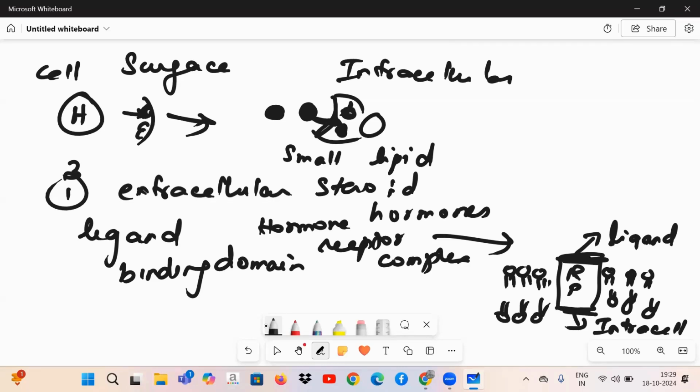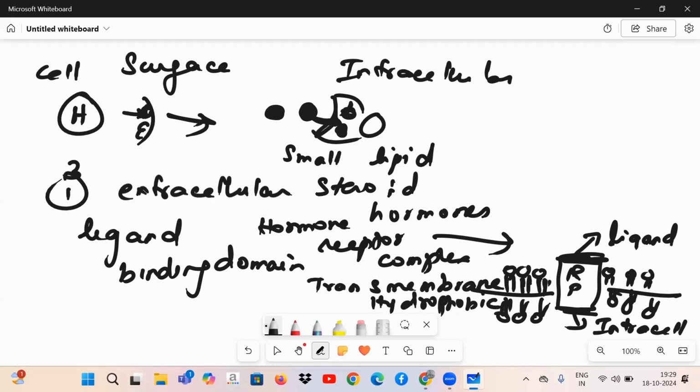So it has one binding domain outside and one intracellular domain inside. And in between, it has a transmembrane hydrophobic domain, because it is a lipid tail. So these are the three regions, or three components, of a cell surface receptor. Is it fine? So this is about the first type of receptor.